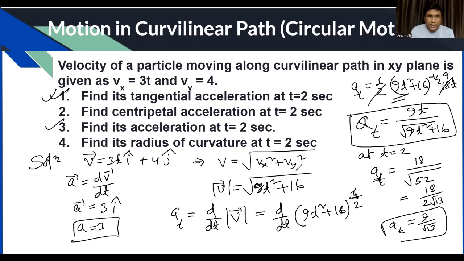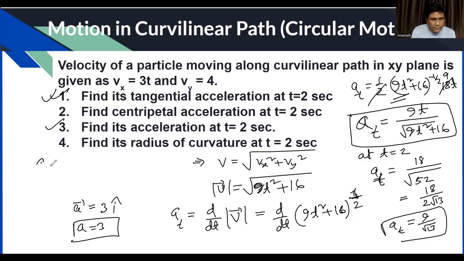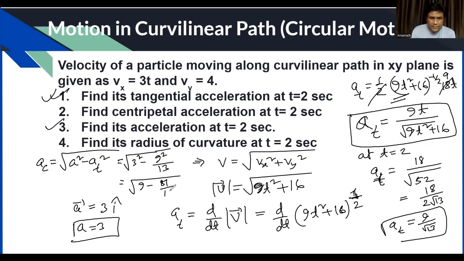Now what I want is the centripetal acceleration. So centripetal acceleration will be under root of net acceleration square minus AT square only. Just I am rearranging the expression, nothing else. I have already given you the main expression. So it will be what? Net acceleration is 3, 3 square, and AT is this. It means 9 square by 13. It will be 9 minus 81 by 13.